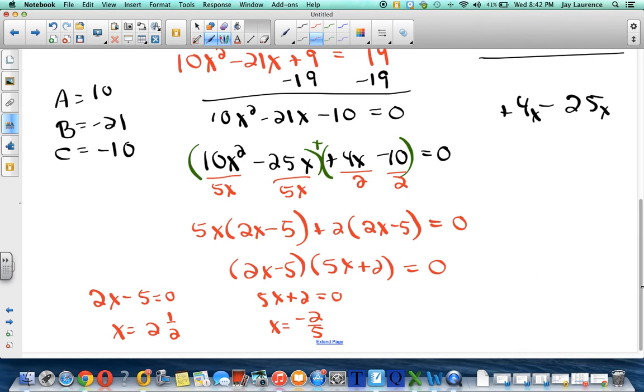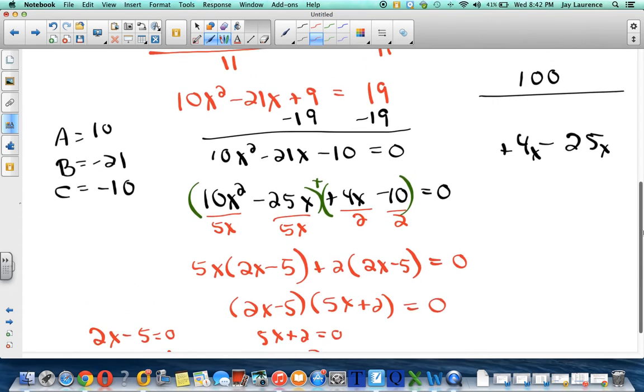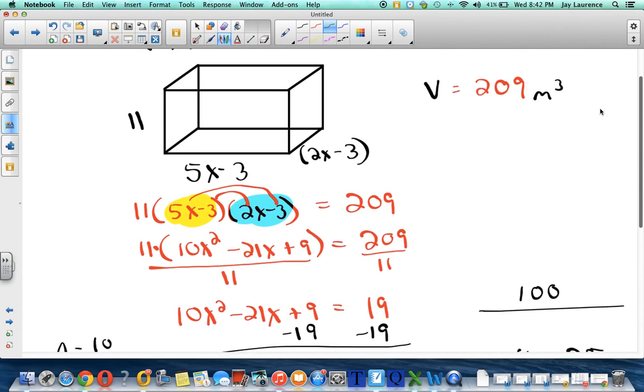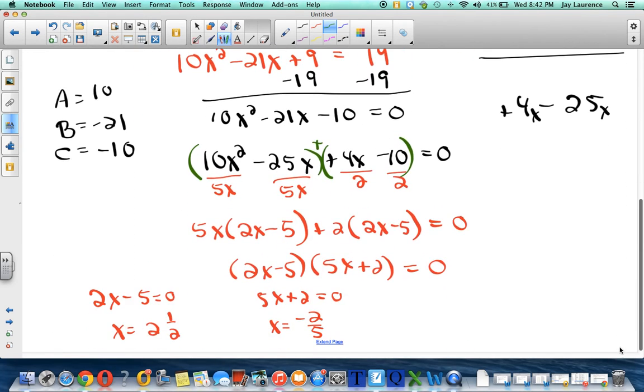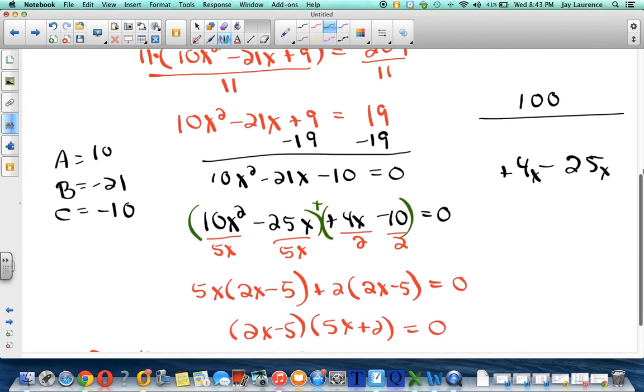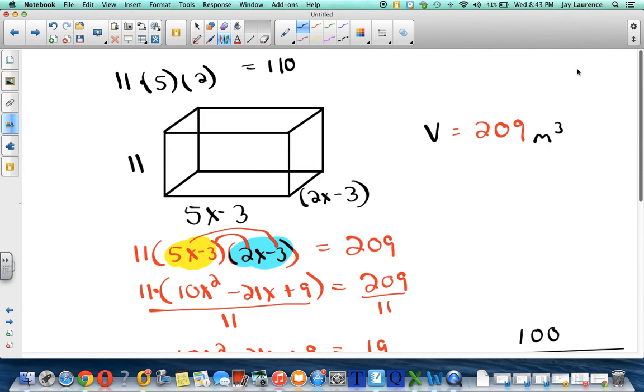Okay, well if I put negative 2/5 in, let's see what happens. This will be a negative, and a negative minus a negative will get me a negative dimension. So I don't even need to consider that one. It's not just because it's negative, it's because it gives us a negative dimension. You always want to check. The other possible x is 2.5.